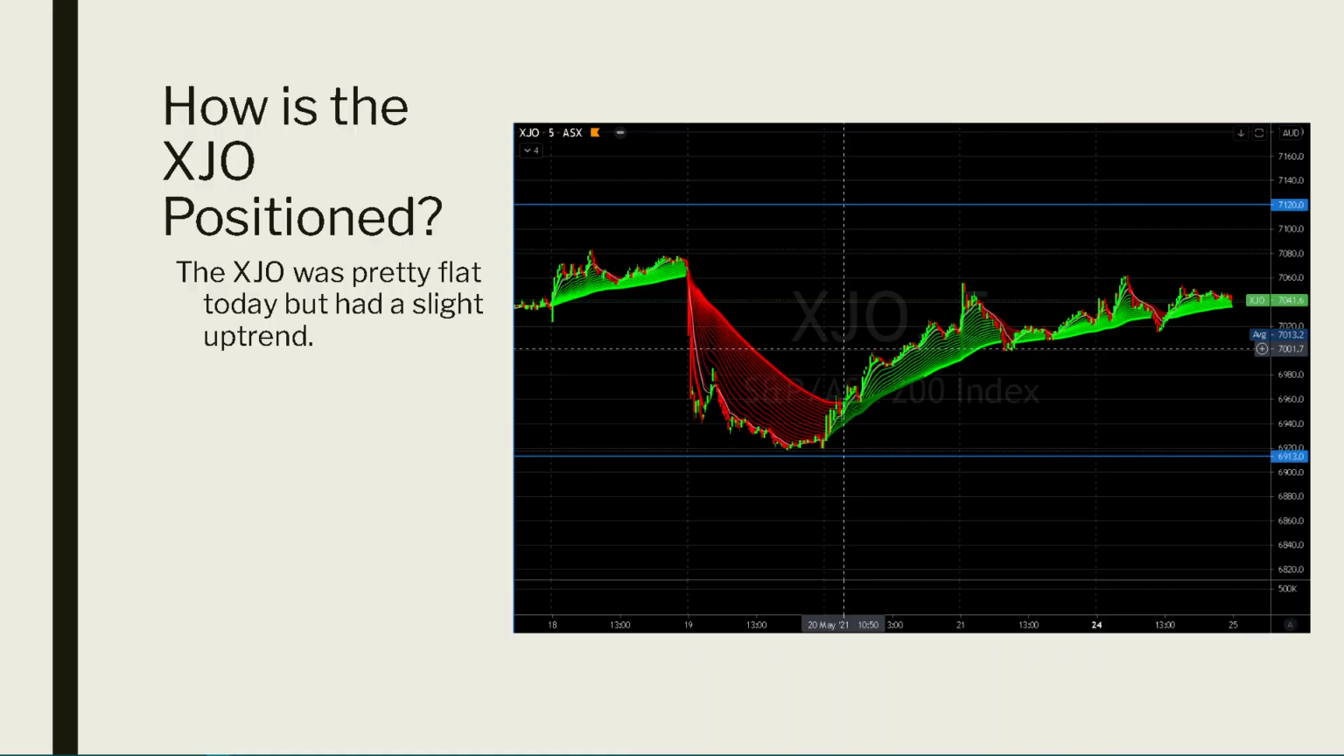So how was the XTRA position? You can see here how the XTRA actually moved intraday. You can see it didn't move a crazy amount. It was kind of going up, but pretty much flat.